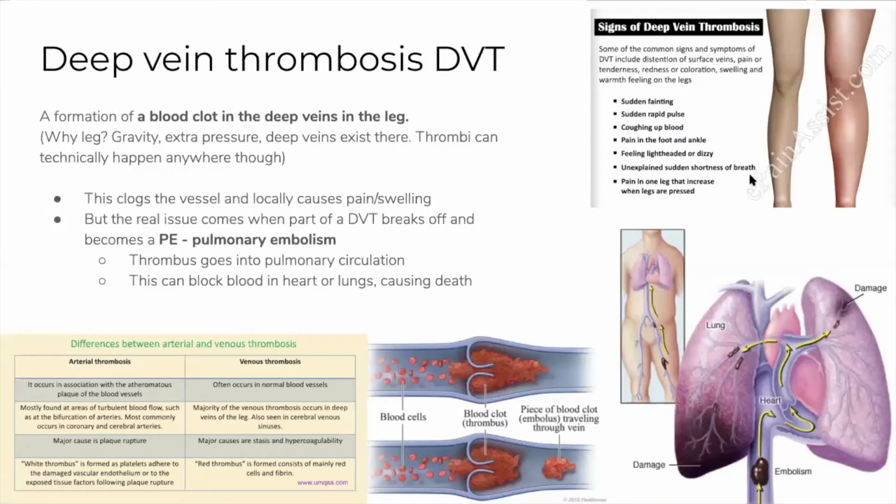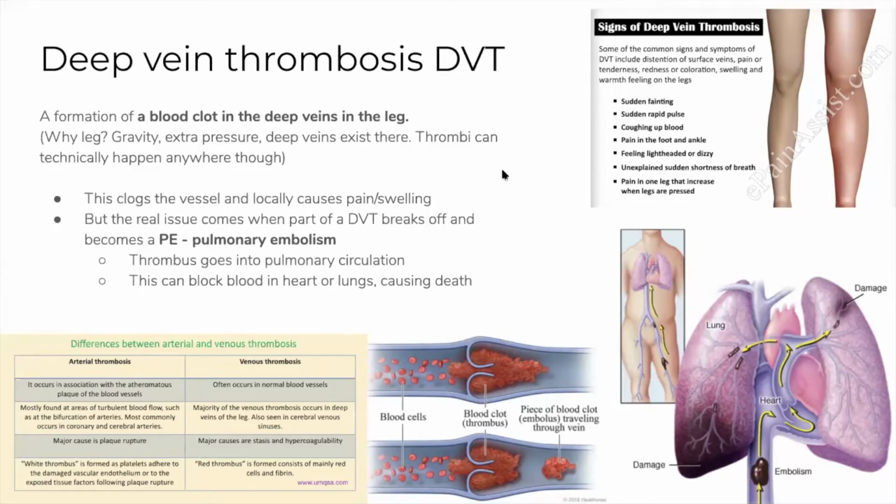Okay, now apart from varicose veins, we also have a condition called deep vein thrombosis. So this, put simply, is just a blood clot being formed in the deep veins of the leg. Why the leg? Because there's lots of gravity working against it, extra pressure, and that's where we actually have deep veins at all. Technically, thrombi can happen anywhere in the body, and they can be arterial or venous thrombi, but mostly we deal with DVTs.